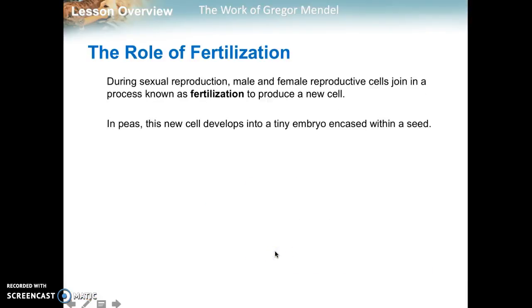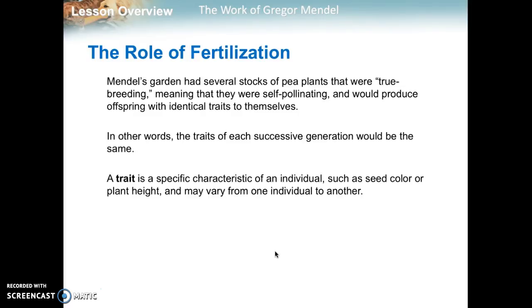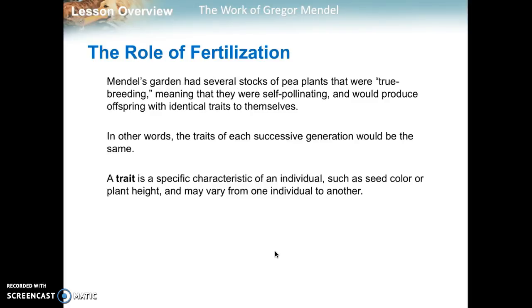What's fertilize? So during sexual reproduction, male and female reproductive cells join in a process known as fertilization to form a new cell. It produces a tiny embryo encased within a seed. So pea plants are normally self-fertilizing, which means that the sperm cells fertilize the egg cells from the same flower. A plant grown from a single seed produced by self-pollination inherits all of the characteristics from the single parent. So basically it has one parent instead of two.